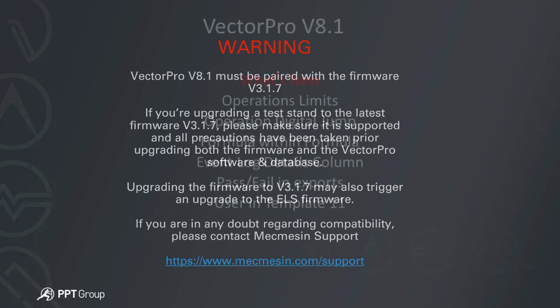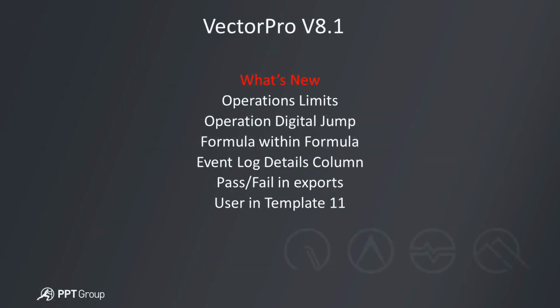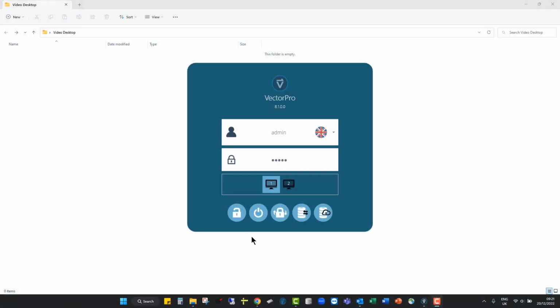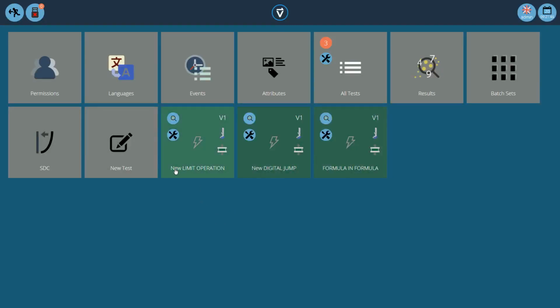So what's new in version 8.1? We've got operation limits, operation digital jump, formula within formula, event log details, pass-fail in exports, and user template 11 enhancement. So let's have a look at the new features. The first one is the new limit operation.